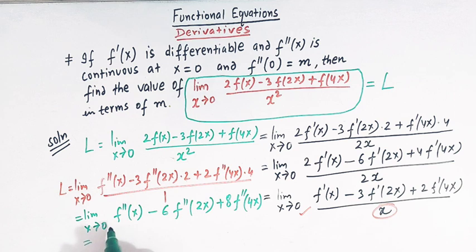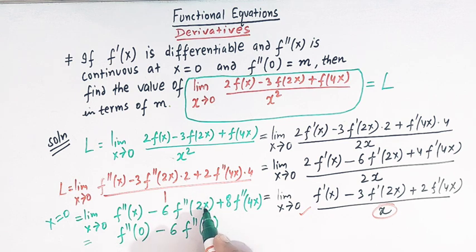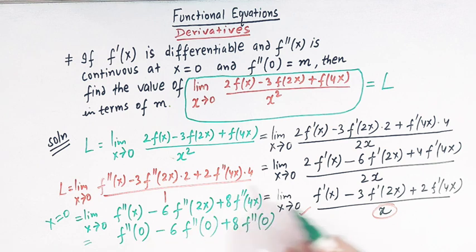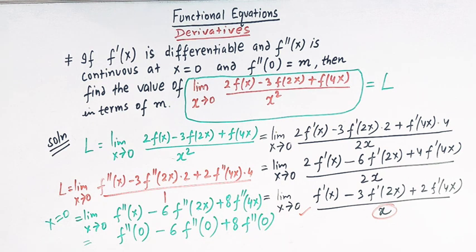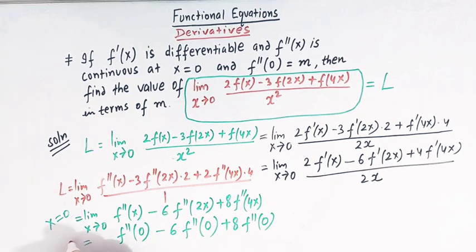Now if we take the limit as x tends to 0, we have f double prime of 0. Substituting x equal to 0 in this expression, we have minus 6 f double prime of 0, because when x is 0, 2 times 0 is 0, and plus 8 f double prime of 0, because when x is 0, 4 times 0 is 0. So viewers, we have got this limit.